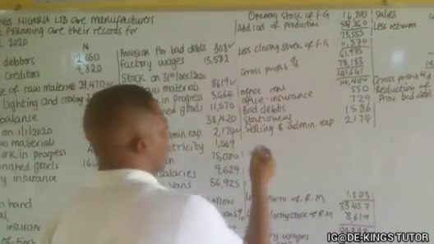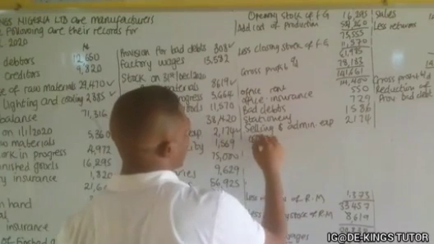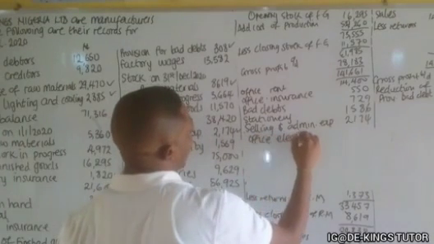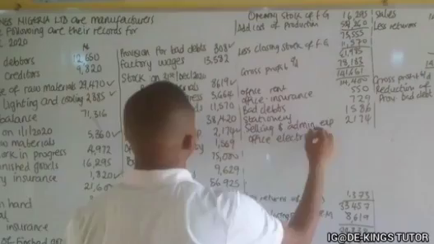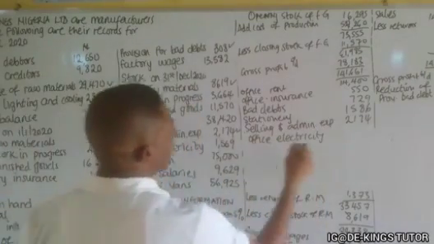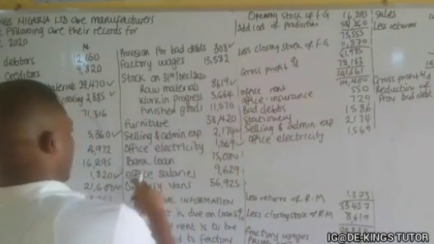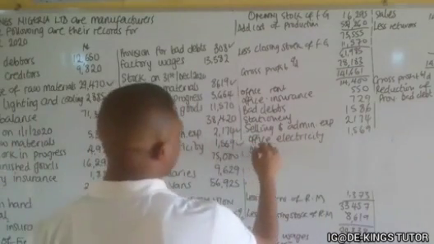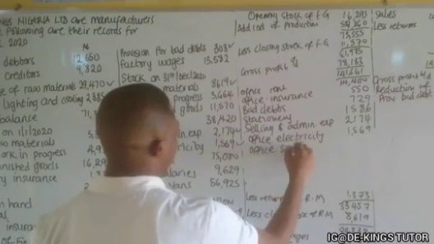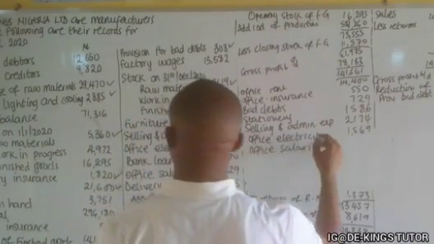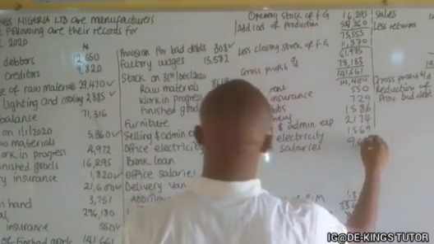Next one is office electricity. Office electricity is 1569. Okay. The next one is office salary, $9,629.